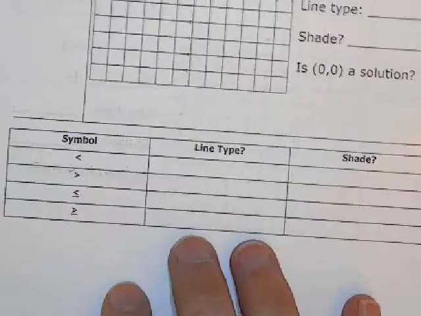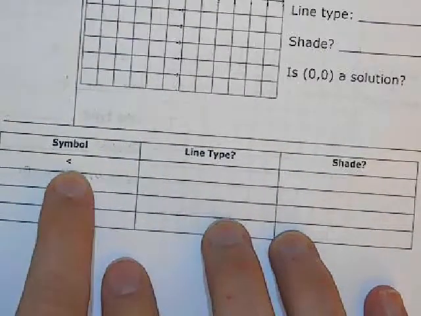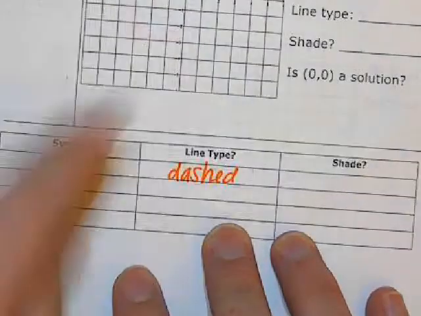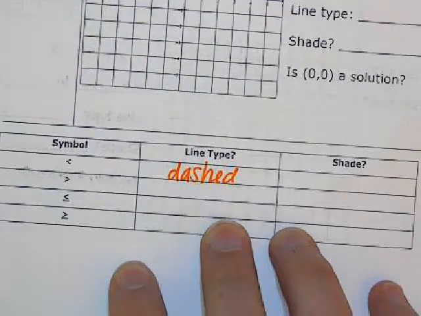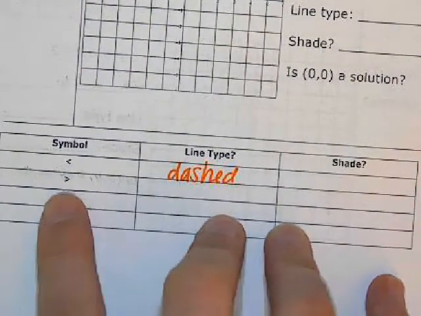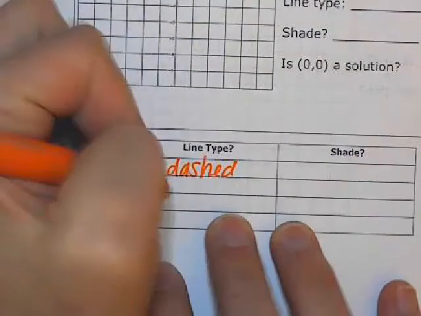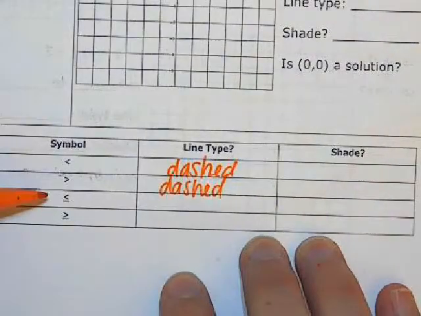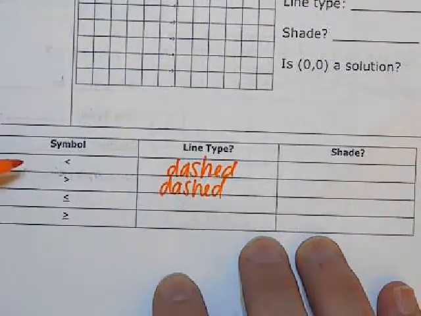So, we're going to start right here. What type of line would this symbol right here have? Dashed. There's not a line under the symbol, so I would have a dashed line like on the board right here. Okay? Look at the second one. What type of line would this be? Dashed. The third one. It's got a solid line under the symbol, so you would have a solid line on your graph.